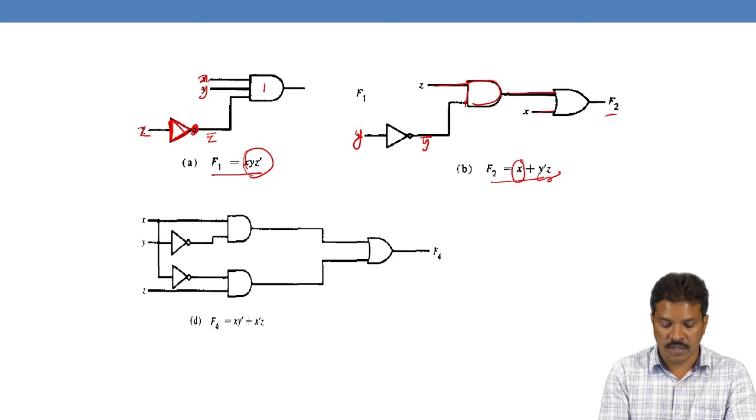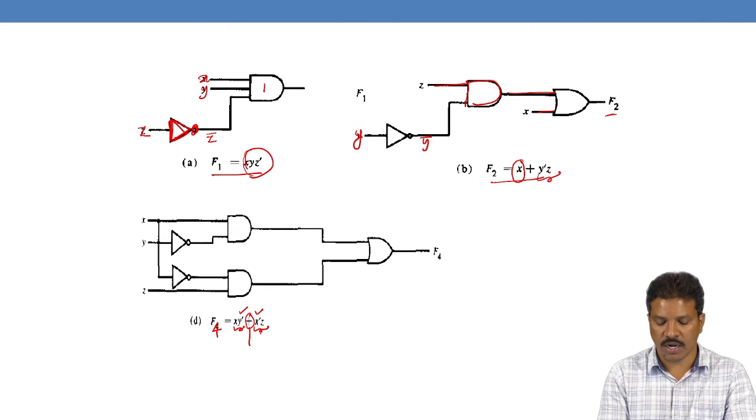Next, f4 is equal to x y bar plus x bar z. This is one AND gate, and this is another AND gate. One complementary term, another complementary term, so 2 NOT gates, and then one OR gate. So we need one OR gate, AND gate, AND gate, and NOT gate.